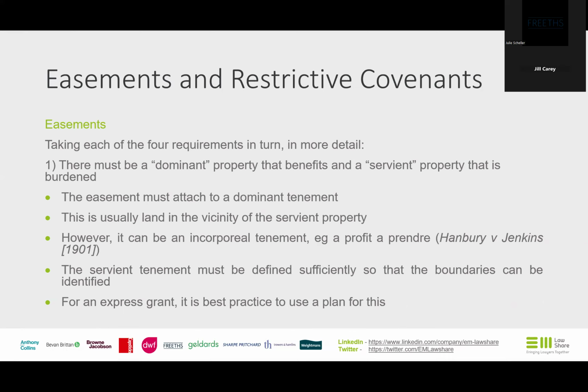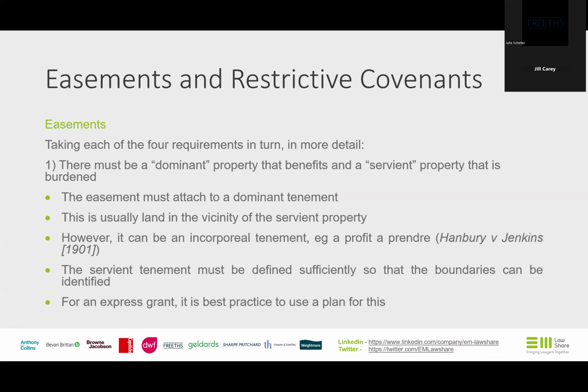So, for example, if you're going to have a right of way, it's more likely to be over your neighbour's land than over land that's absolutely miles away because you wouldn't be going anywhere. So if you're trying to do due diligence, it's usually in the vicinity. But it doesn't have to be, the servient property doesn't actually have to be physical land like a field. It can be something incorporeal.